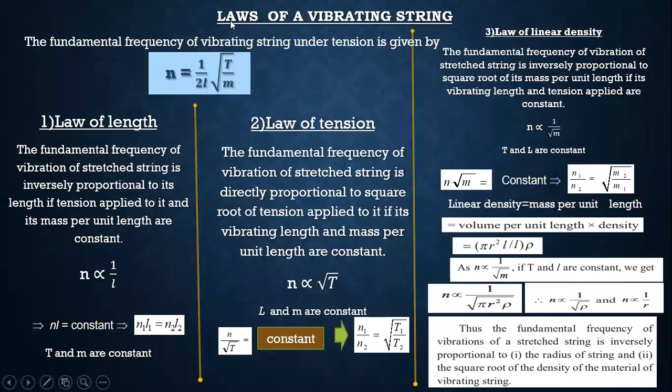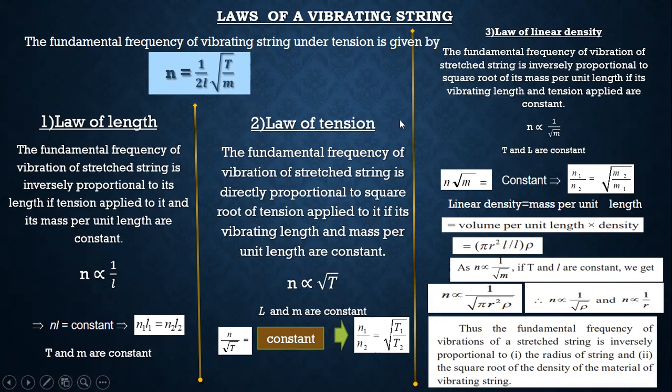Now let me learn the next article: laws of a vibrating string. We know the fundamental frequency formula is n = (1/2L)√(T/m). The first law is called the law of length. It is the relation between n and L when T and m are constant. The fundamental frequency of vibration of a stretched string is inversely proportional to its length if the tension applied to it and the mass per unit length are constant. So nL is equal to constant. So we can write n1L1 = n2L2.